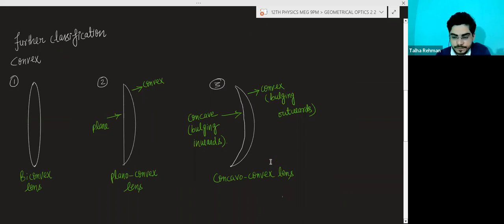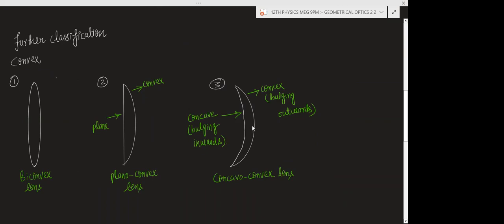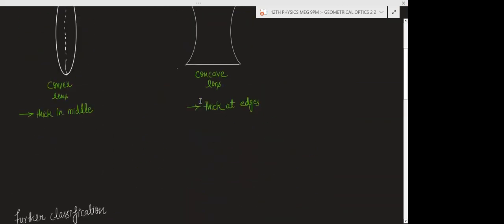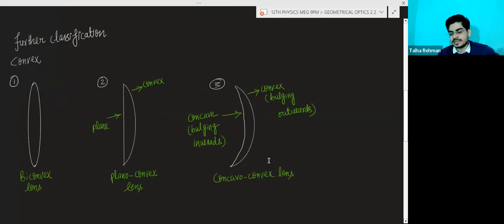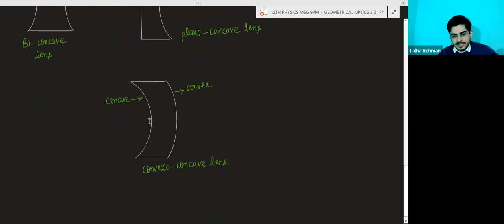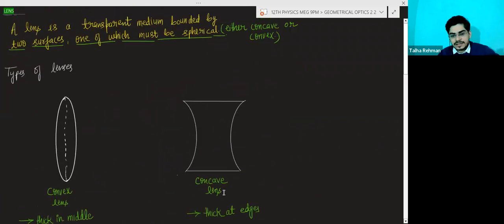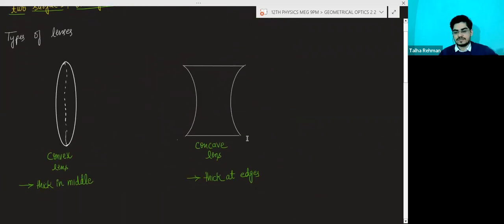Now you can just see here why I have written convex here. See, this lens is thick in the middle, and thick in the middle is a convex lens. So overall, this lens will be a convex lens. That is why I have written convex lens here. So the overall effect of this lens will be of convex nature. The name written here will be the main name of the lens. Now see here, this lens is thick at the edges. Which lens is thick at the edges? A concave lens is thick at the edges. Understood?